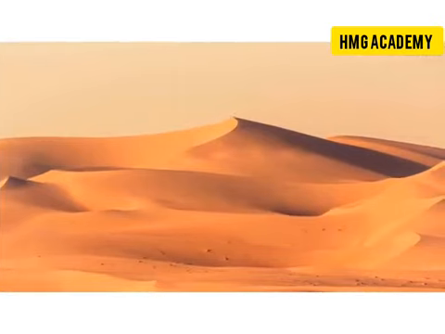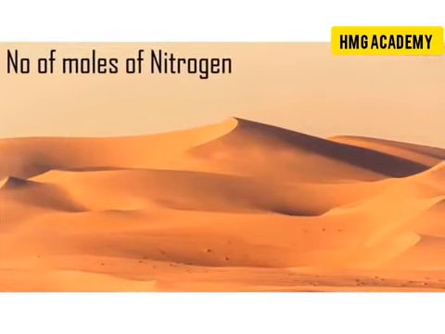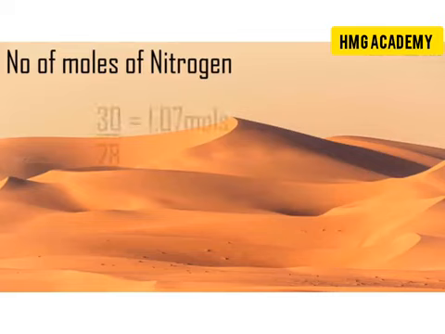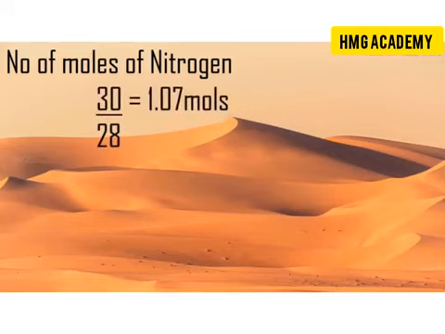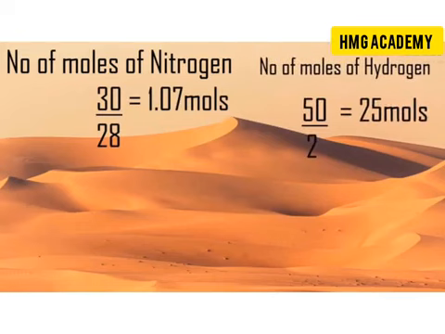So now we are going to start this calculation by calculating the number of moles of each of the elements present. So number of moles for nitrogen would be its mass divided by the molar mass. That will give us 30 divided by 28, that's 1.07 moles. That for hydrogen would give us 50 divided by 2. Don't forget, hydrogen has a mass of 1, but because it comes as H2, the mass now becomes 2. So 50 divided by 2, that will give us 25 moles.